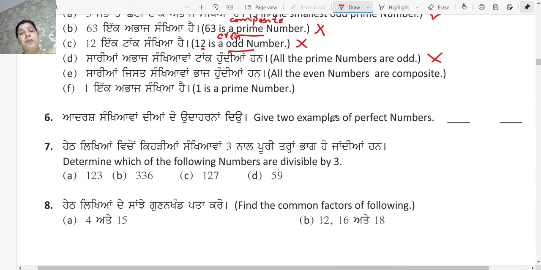All the even numbers are composite. Students, again 2 एक even number है which is prime. So this is again a false statement. All the even numbers except 2 are composite.